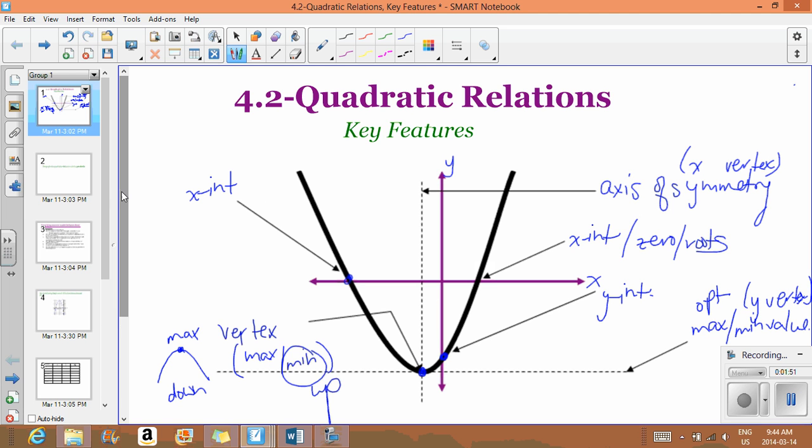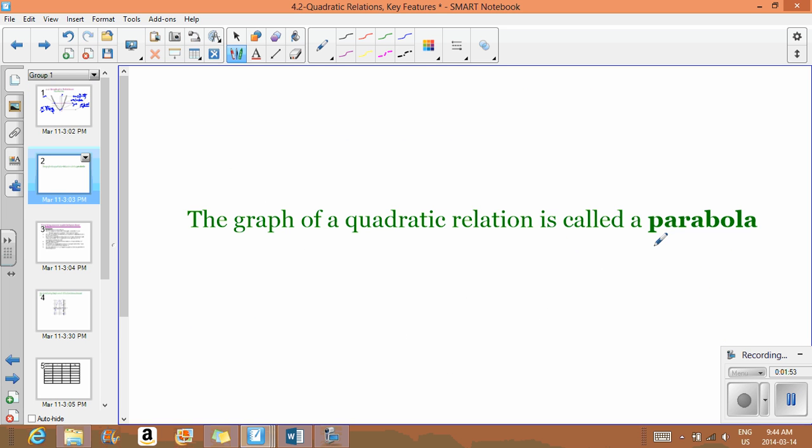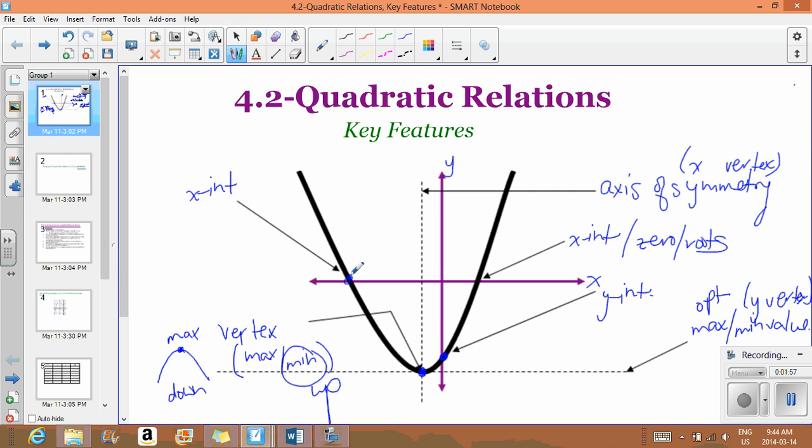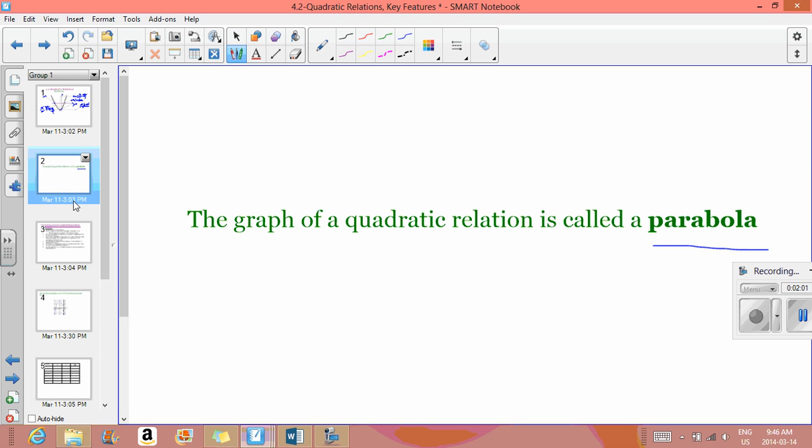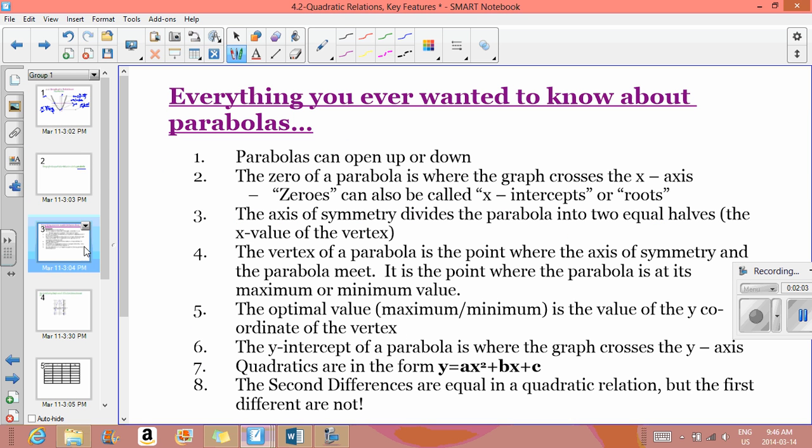So you can also note, and I've already said the word, that parabola is another way to describe what a quadratic is. It is the U-shape on a graph. So we've already mentioned that this is the shape of a parabola. Here are some key facts that you should know. Again, we've already talked about these opening up and down, and the roots.